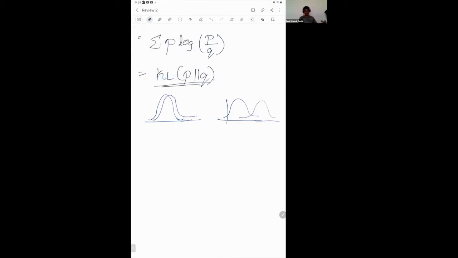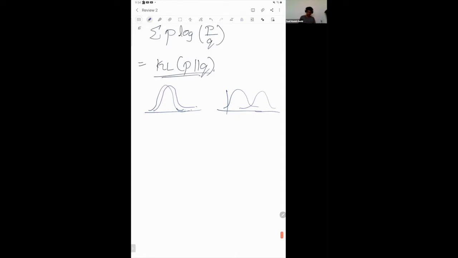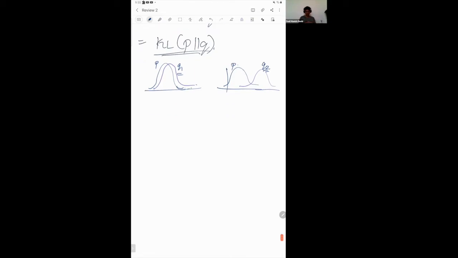Now I need to quantify which distribution is closer. This is P and this is P. This is Q1 and this is Q2. So I need to know out of Q1 and Q2 which distribution is closer to my original distribution P. And so KL divergence is an excellent quantity that would give you that.